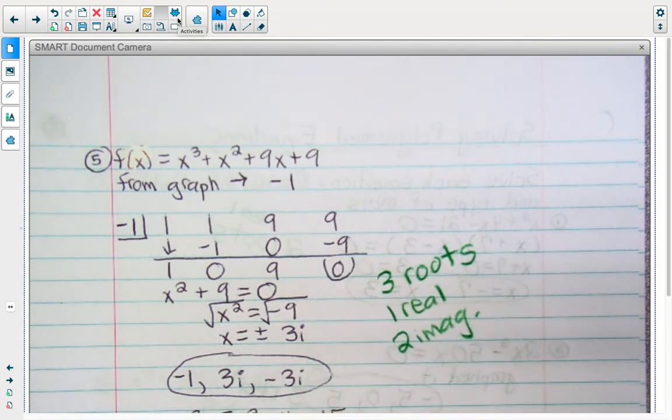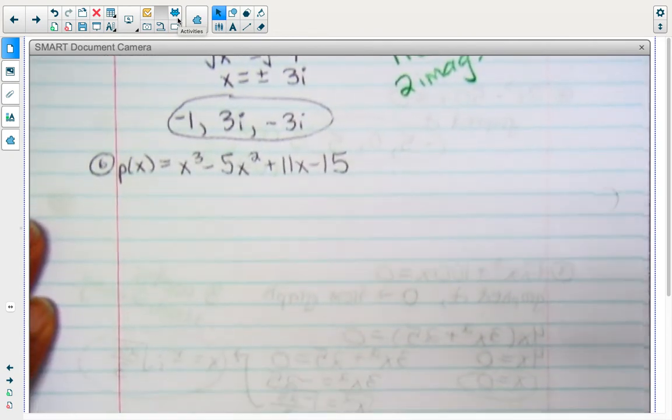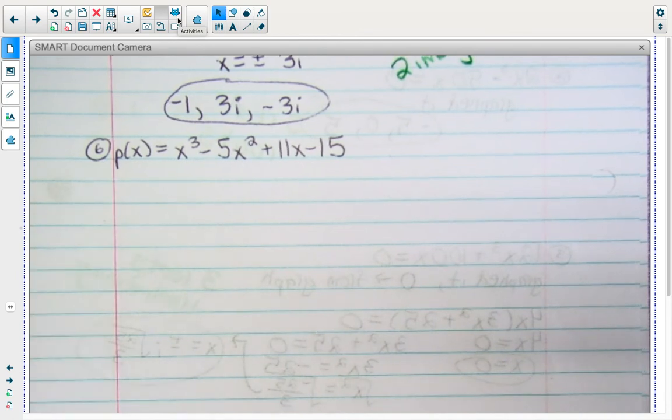Okay. Let's practice another one where we have to do synthetic division. All right, number 6. This time we're going to do P of x is equal to x to the third minus 5x squared plus 11x minus 15. So P of x is equal to x to the third minus 5x squared plus 11x minus 15.